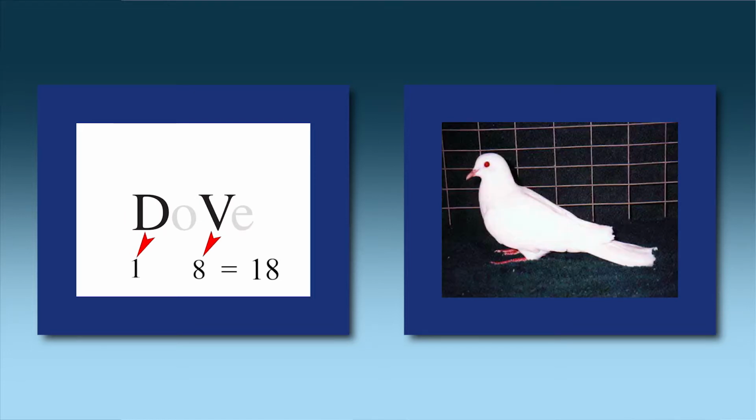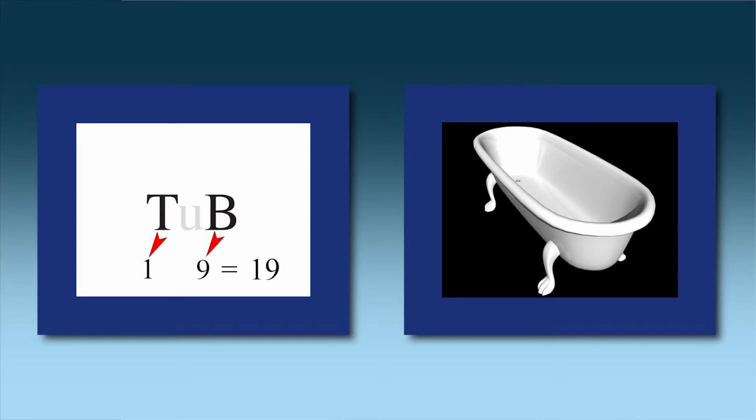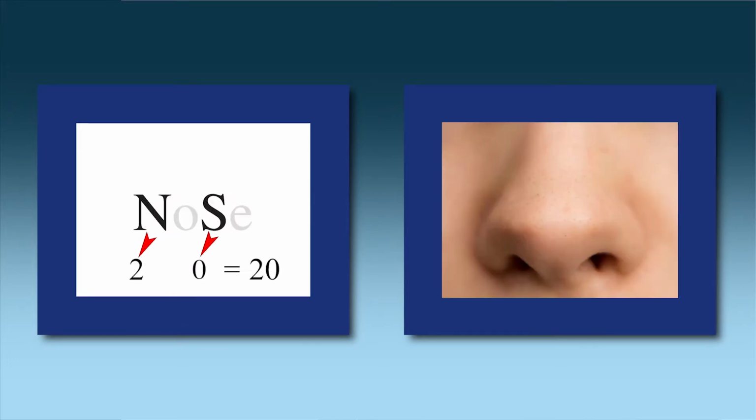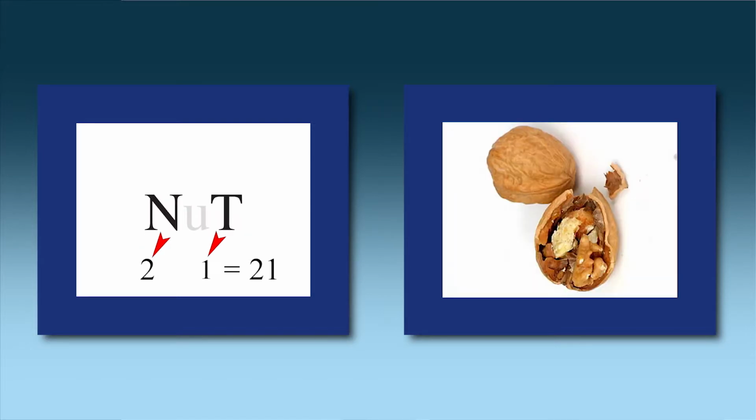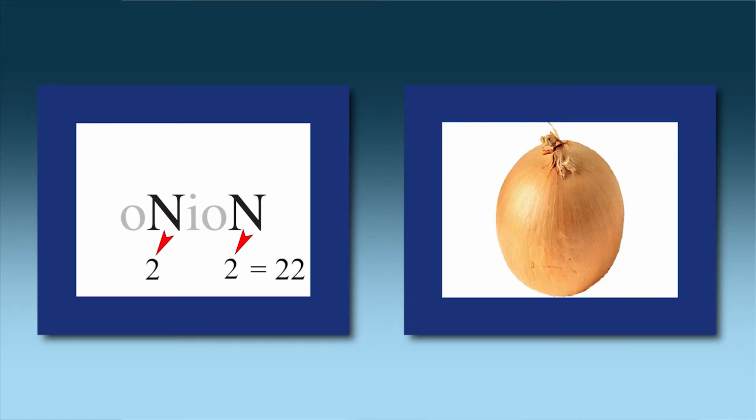Dove or dove, that's 18. Tub is 19. Nose is 20. I hope these are graphic enough for you. Nut. Yeah, I can talk about nuts a lot. Anyway, nut is 21. Onion is 22.